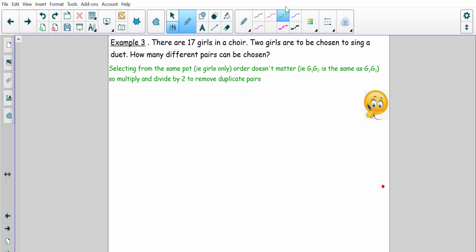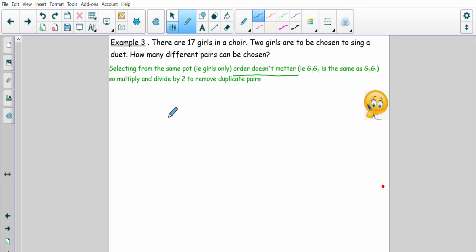But I just want to stress another point here, which we didn't really think about before. When we choose these 2 girls, the order we choose them in doesn't matter. So that means that G1, G2, girl 1, girl 2 is going to give me the same duet or the same pair as girl 2, girl 1. Okay, which is why we need to do that dividing to remove the duplicates.